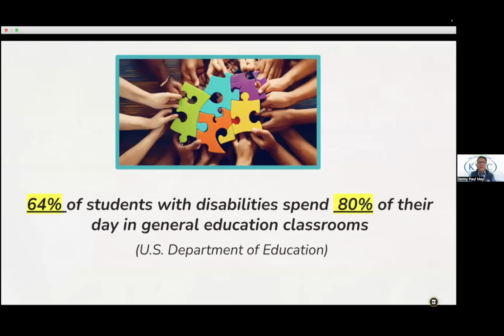One of the first things I want you to consider as we get back to our work here: if you are involved in teaching students with disabilities in co-teaching settings, it's important to understand that a lot of our students are spending a great deal of their time in the general ed classroom.